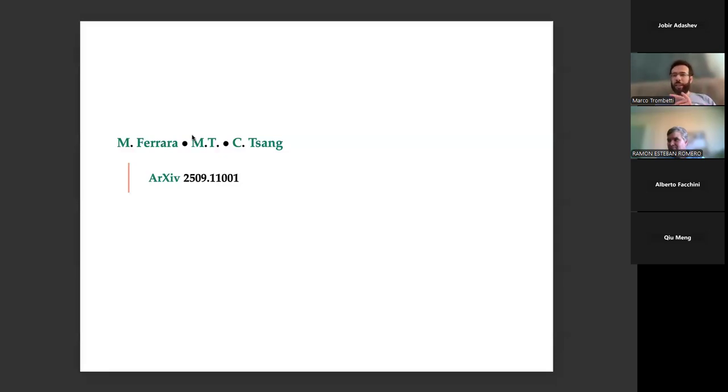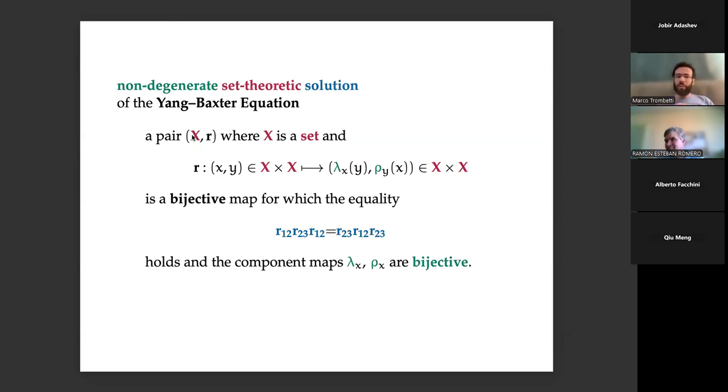I will take for granted that basic things about the Yang Baxter equation and skew braces are known by now, because I think it's already time to assume that the basics should be known, but still I will give you some hints about this, just to fix notation. So what is a solution, or better said, a non-degenerate set-theoretic solution of the Yang Baxter equation? For me, this is a pair made by two objects.